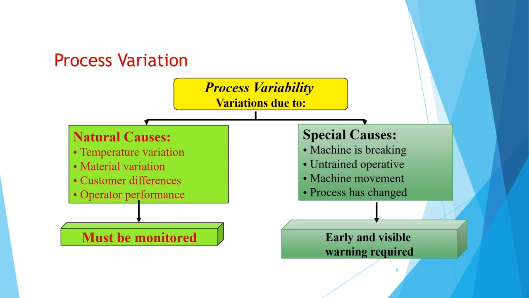The process variability due to natural causes like temperature variation, material variation, customer differences, operator performance must be monitored. Whereas special causes are unpredictable. There are certain causes which are predictable, and certain causes which are unpredictable. The special causes like a machine breaking, untrained people, machine movement, and process change must be detected; an early and visible warning is required.